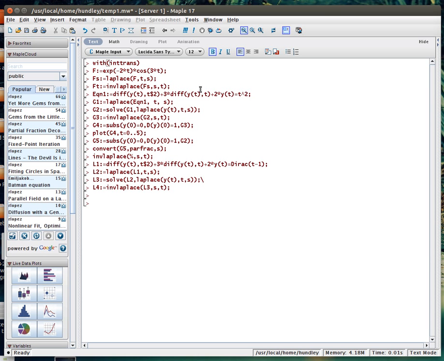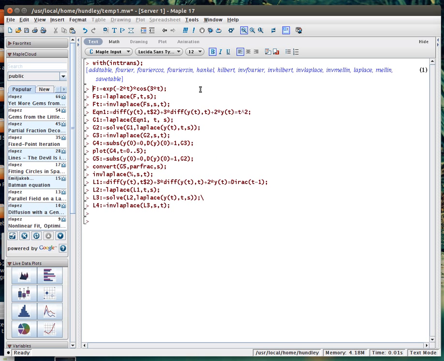And if I change that to a semicolon, you can see what functions are there. So we have things like Fourier, Fourier cosine, Hilbert, inverse Fourier. But the ones we want to take are inverse Laplace and Laplace. So let's just do an example.